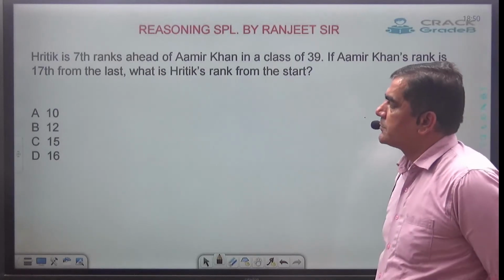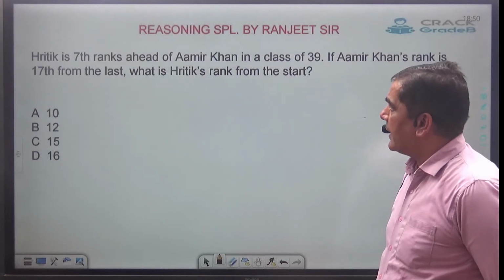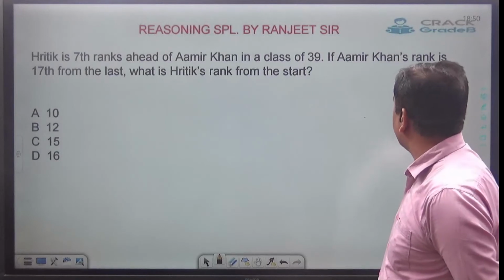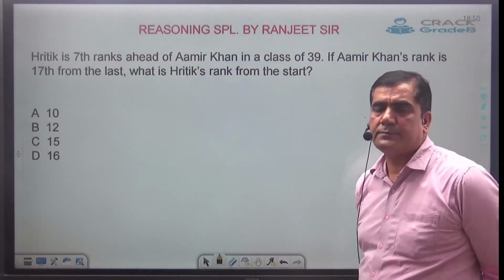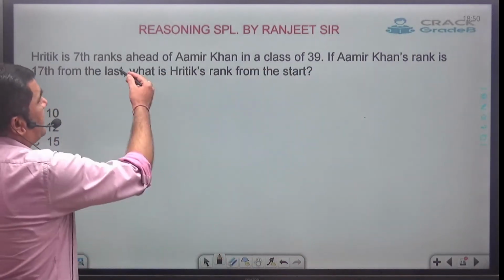Let's go for this one. They are saying Ritik is 7 rank ahead of Amir Khan in a class of 39. If Amir Khan's rank is 17th from last, what is Ritik's rank from the start? Basic question they have asked. Say Ritik is 7th rank ahead of Amir Khan.